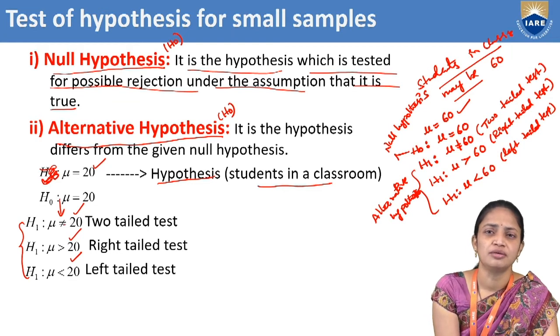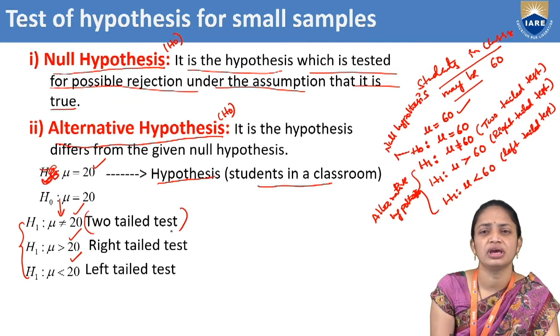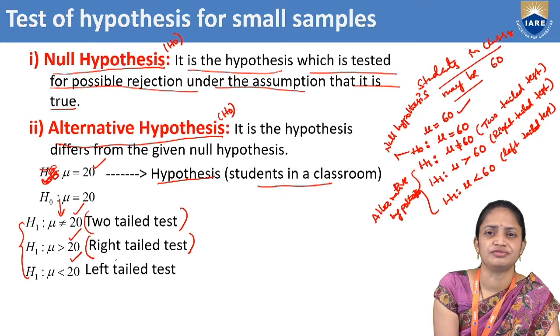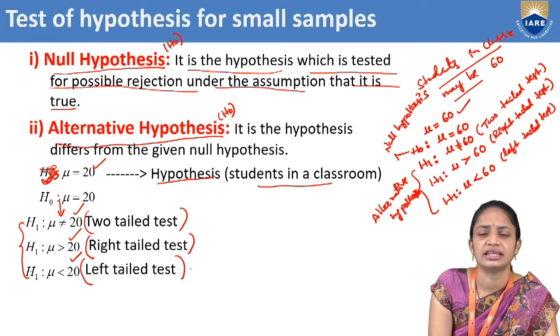If I take mu not equal to 20, then that is a two-tailed test. If mu greater than 20, then that is a right-tailed test. If mu is less than 20, then that is a left-tailed test.